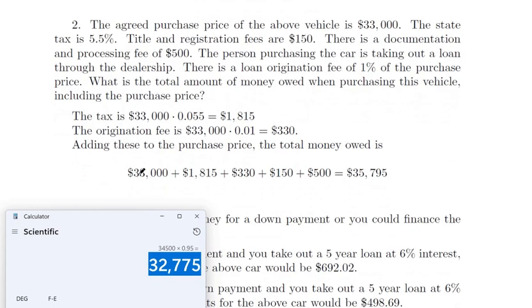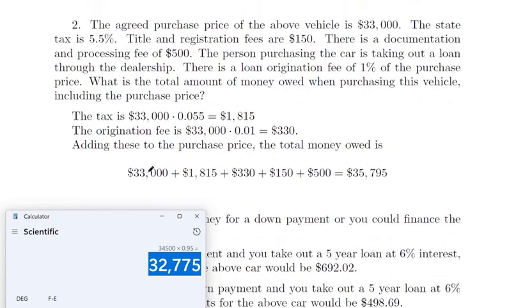Okay, so they agreed a purchase price for 33,000, so that's good. They negotiated it down. There's the state tax, title and registration fee, document and processing fee. It's a 1%. Oh man, all these fees. What is the total amount of money owed when purchasing this vehicle?